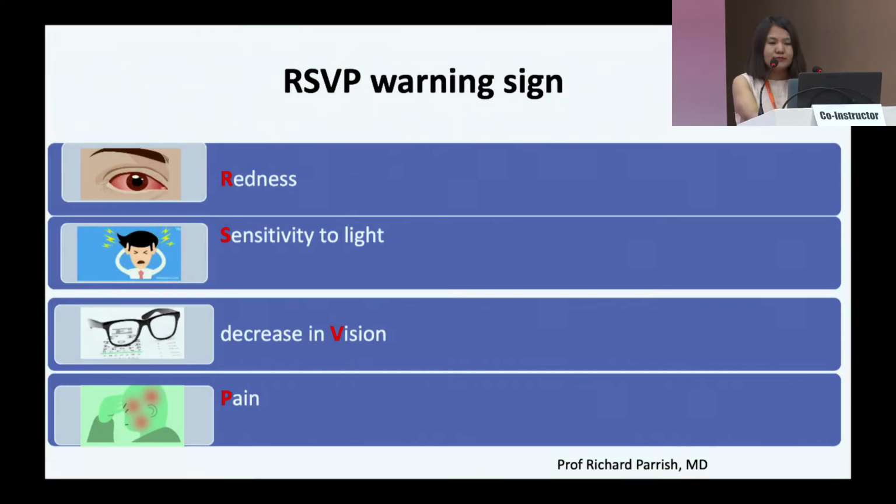We should always explain to the patient the RSVP sign as described by Professor Parish. That is redness, sensitivity, decrease in vision and pain. So we should tell the patient that at any point of time in follow-up, the patient should always keep these 4 points in mind.